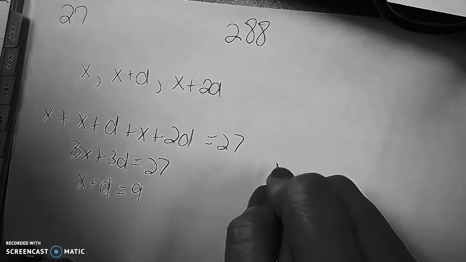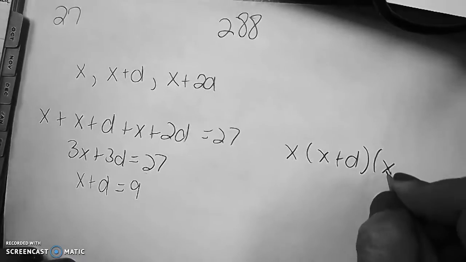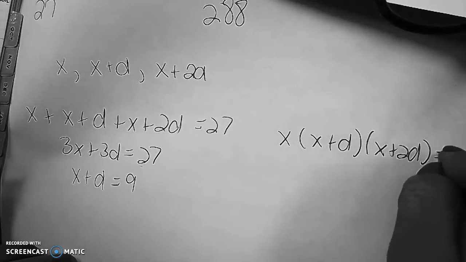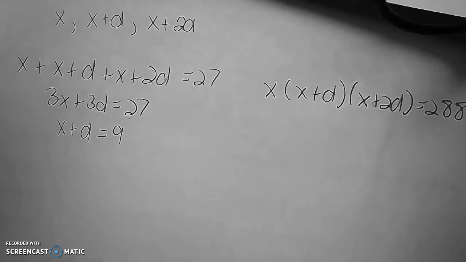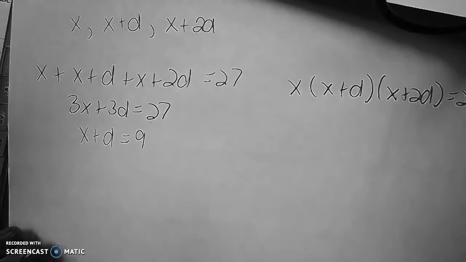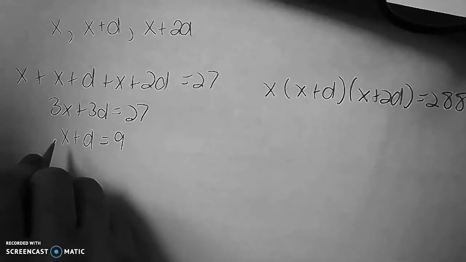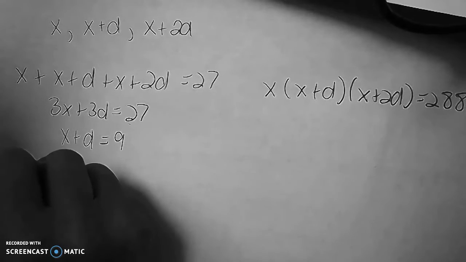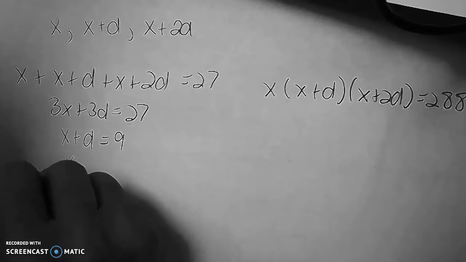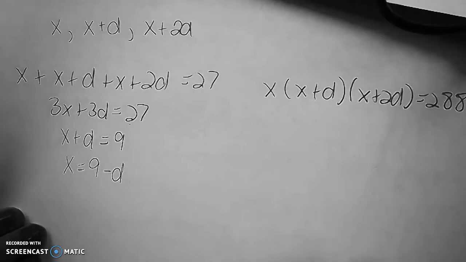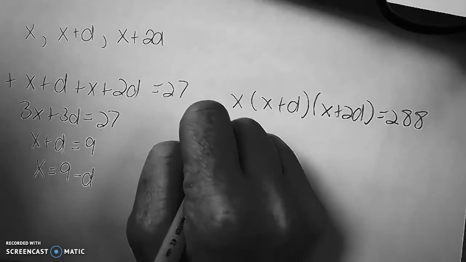I then have been told that the product of these is 288. So what we have actually done here is created a system. We have two equations in the same two variables, and so one of the strategies in solving a system is substitution. I'm going to take my first equation and I'm going to solve for, let's solve for x. Doesn't really matter. So every time I see an x, I'm going to plug in 9 minus d.